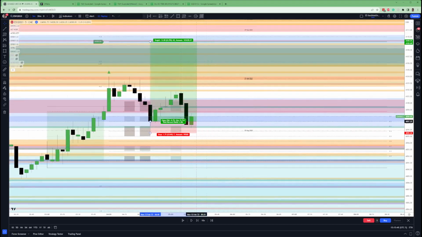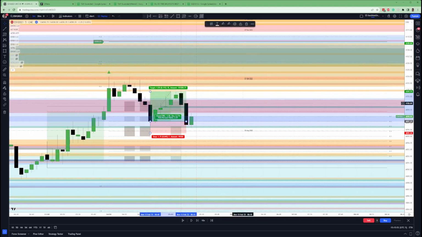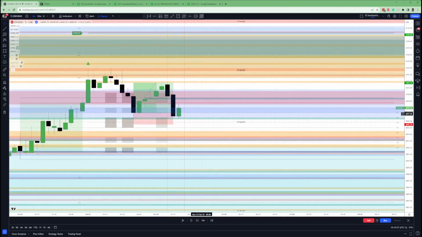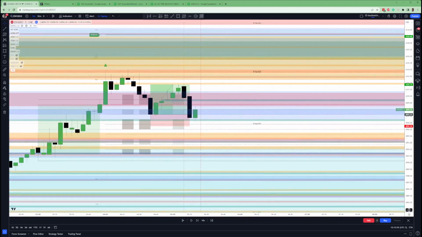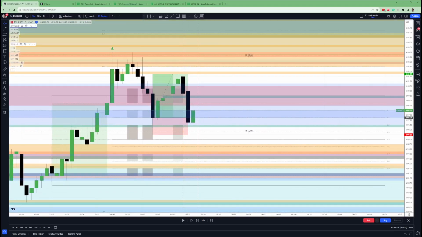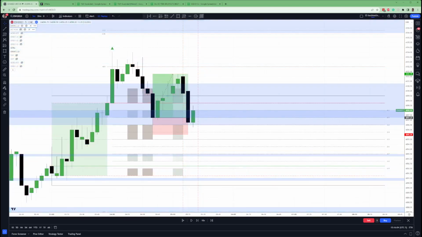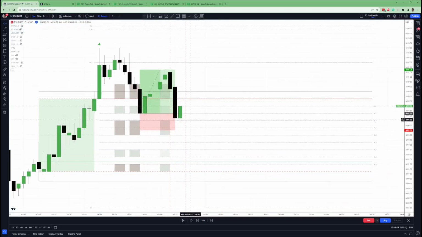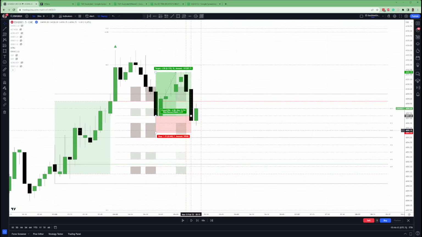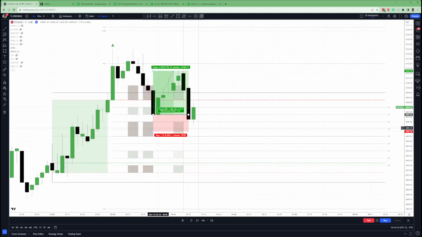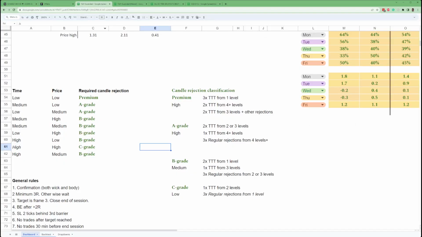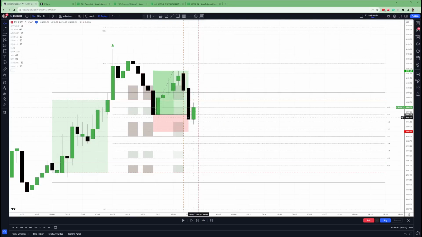Okay, so after 2R we move to break even. That's a very important part of the strategy. So here we get BE'd, basically with this candle. And from that moment we just start to continue to look for another setup. So this candle doesn't give us any nice rejection. Right now we are not in the time clusters anymore, so we don't have any time alignment. We still have very good price alignment. So from this point on we're looking for a B grade setup.